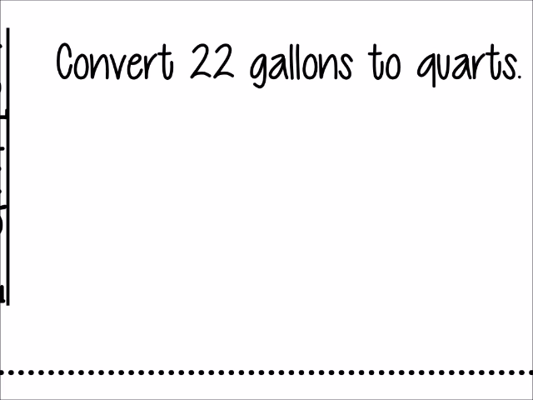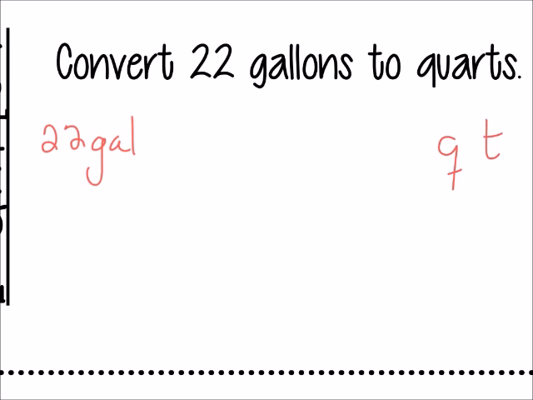Okay, so number 1 says we're going to convert 22 gallons to quarts. So I always like to identify what it is that we have, what we've been given, and what we're trying to convert it to. So we've been given 22 gallons, so we'll write that on the far left-hand side. And over on the far right-hand side, I'm going to specify what I want my units to be, quarts.